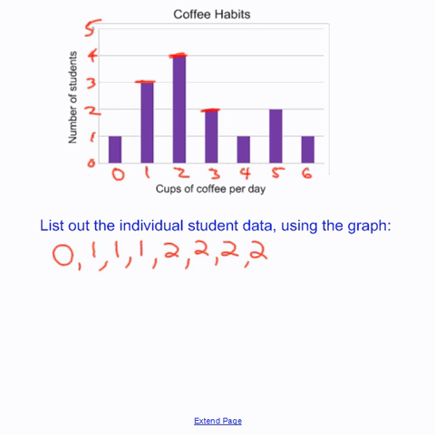3 cups of coffee there were 2 of, so we do like this. 4 there was 1. 5 there were 2. There was 1 person that drank 6 cups of coffee. So all we did was do the opposite of building a graph, pulled the data out of this graph.